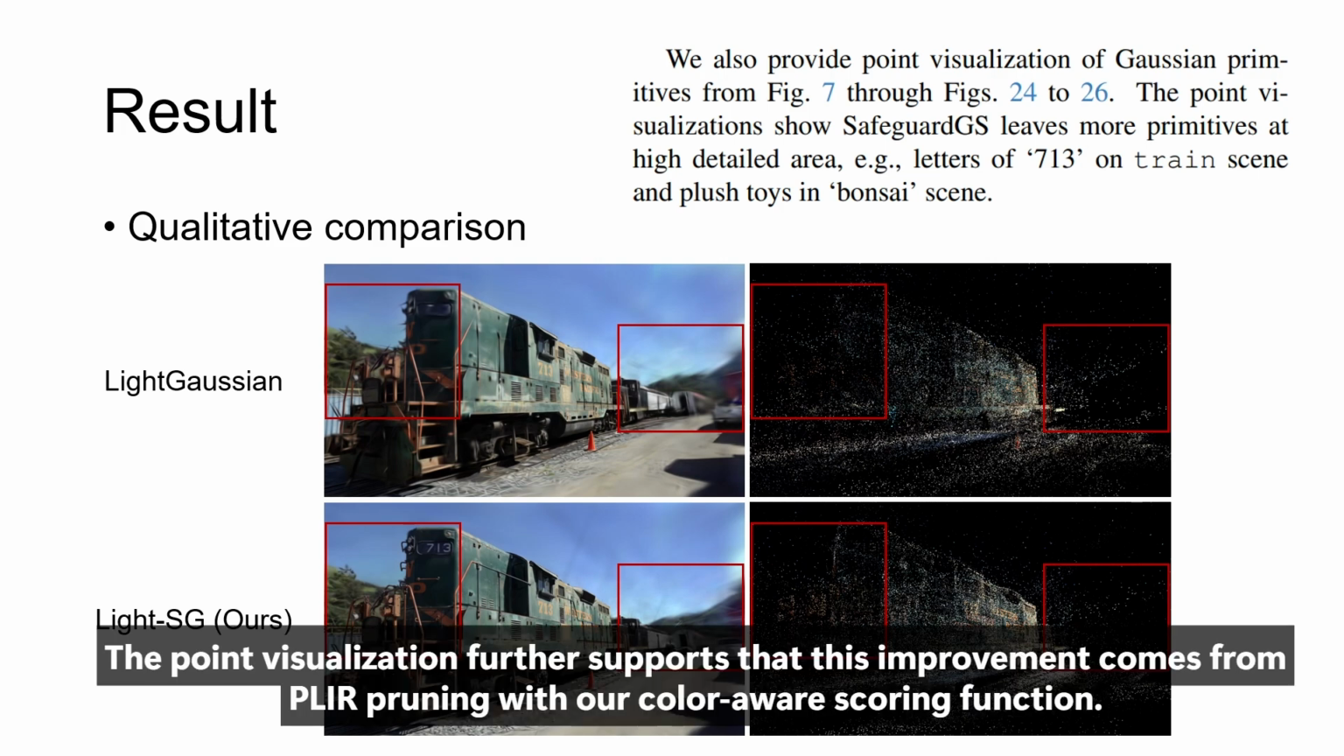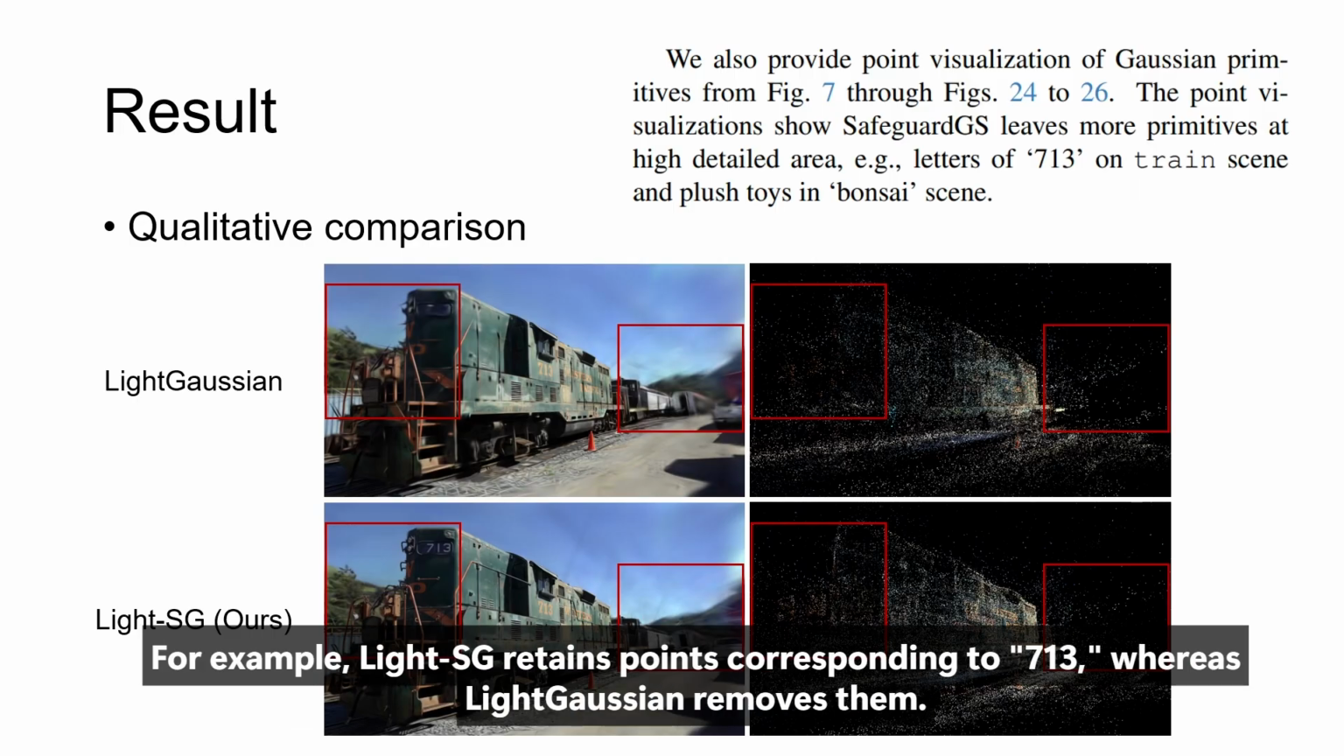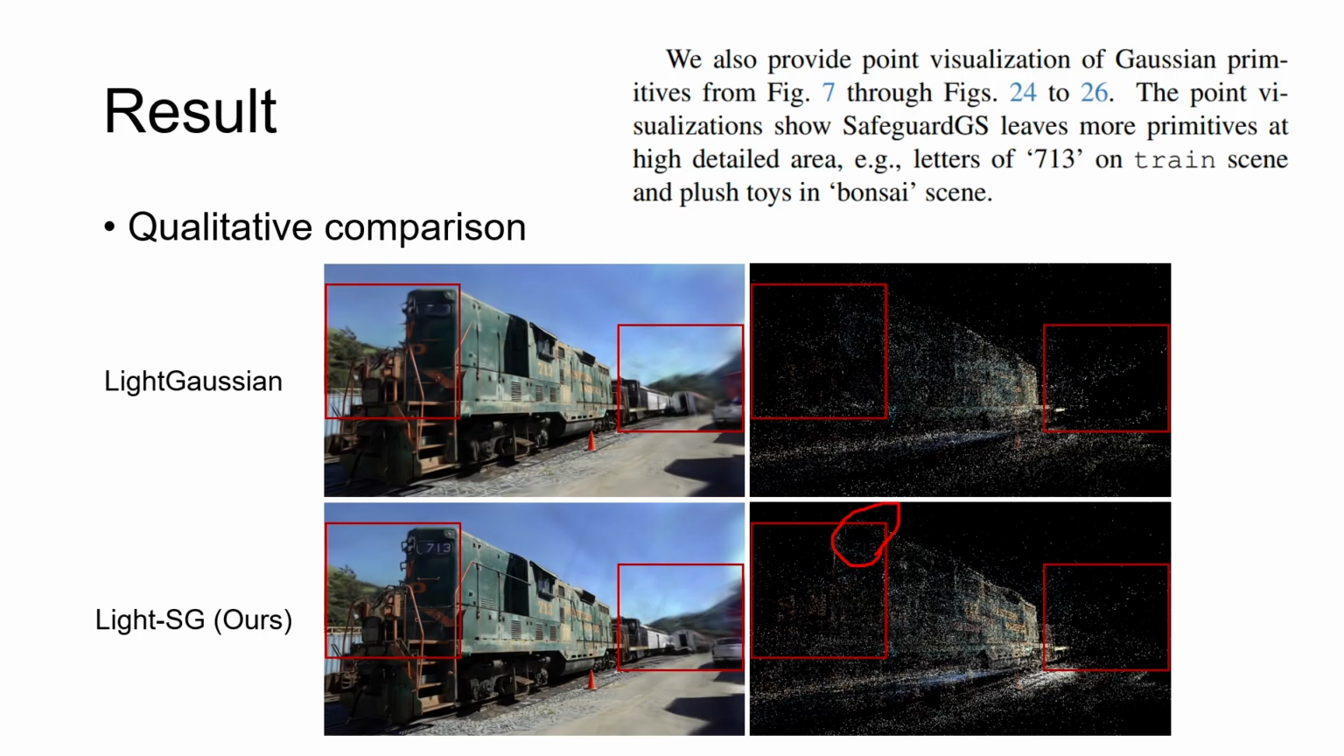The point visualization further supports that this improvement comes from pruning with our color-aware scoring function. For example, Light-SG retains points corresponding to number 713, where LightGaussian removes them.